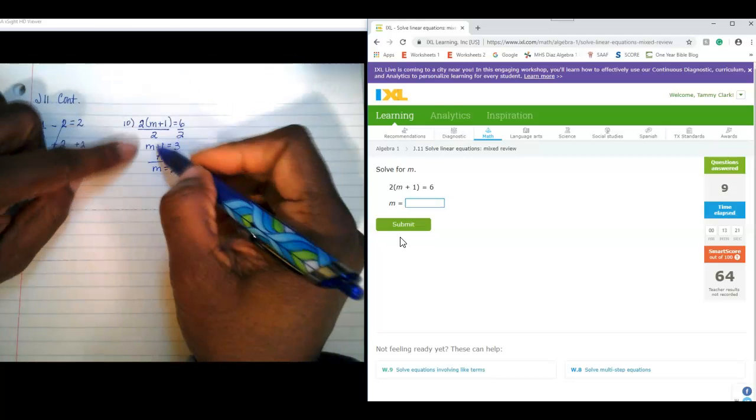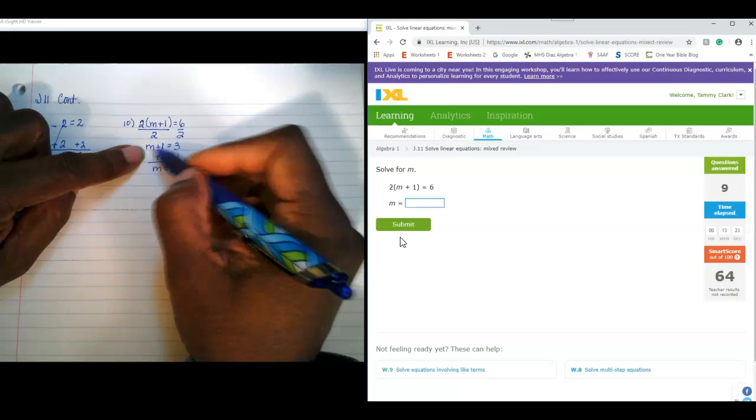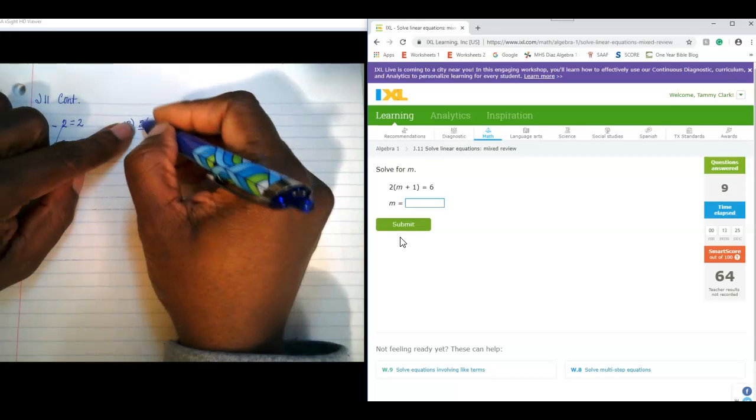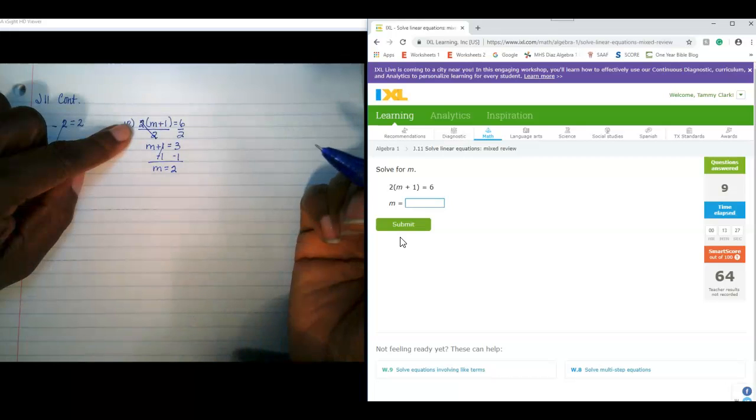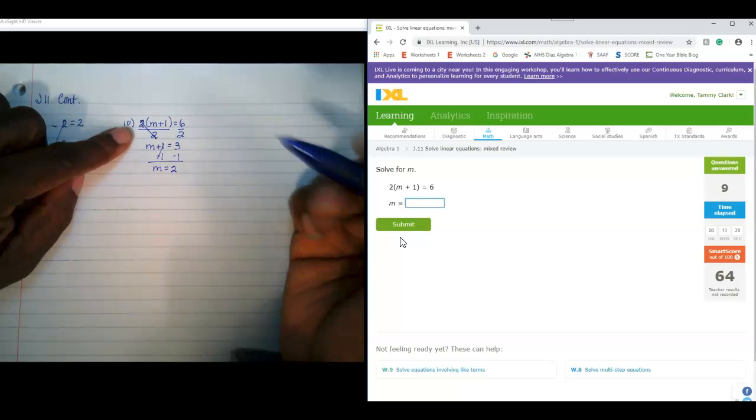Now, the reason why this m plus 1 comes here by itself is because we know that 2 divided by 2 is 1. That's how that happened.